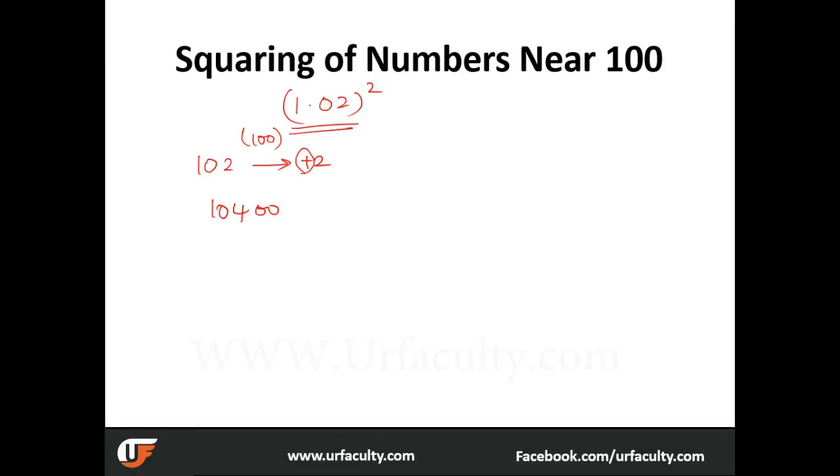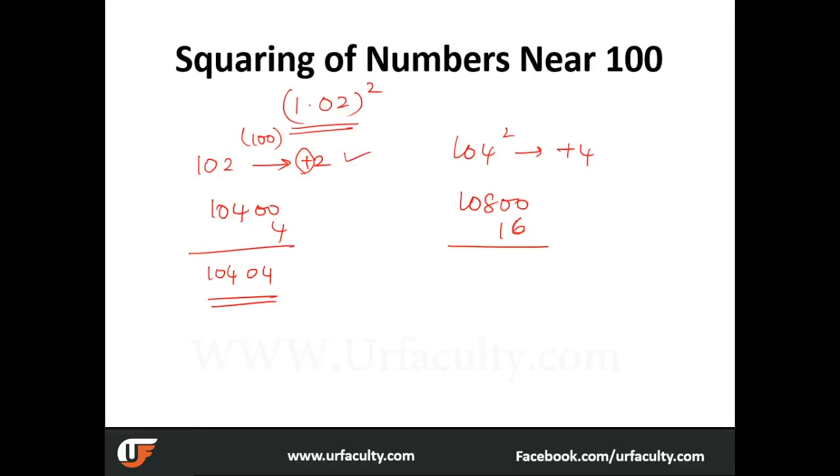That's why the symbol is important. You need to do that action, whether it's plus or minus, whatever it is, and then put 2 zeros to it. The next step is to square this difference. So 2 square is 4. 10404. Isn't it simple? So let's try with 104 square. The difference is plus 4. 108, 104 plus 4, 108, 00 plus 16. 4 square is 16. 10816.